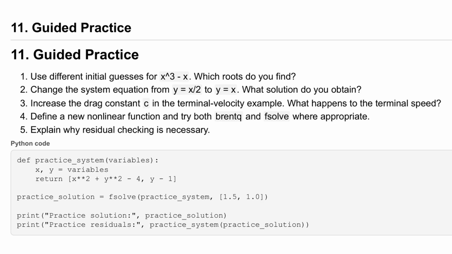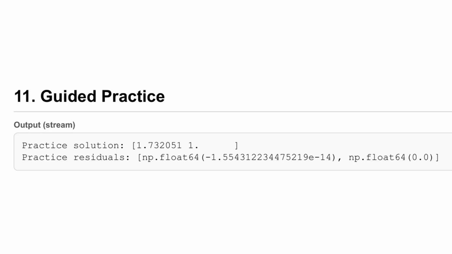Now it is your turn for some guided practice. Try defining a new system representing a circle with a radius of 2 and a horizontal line at y equals 1. Use fsolve with an initial guess to find the intersection and then verify your results. For this practice problem, you should find a solution where x is approximately 1.73. This exercise reinforces the process of packing multiple equations into a single function for the solver to process.